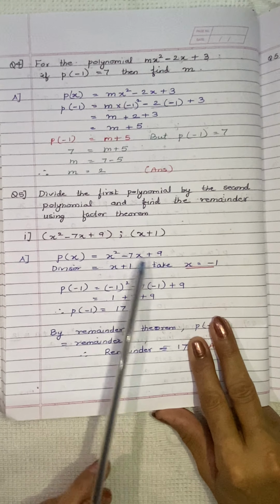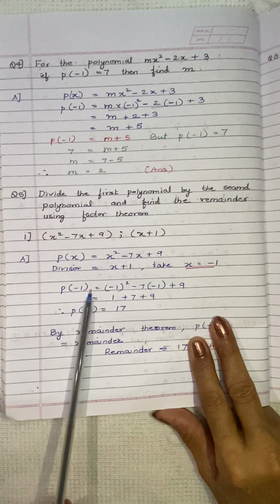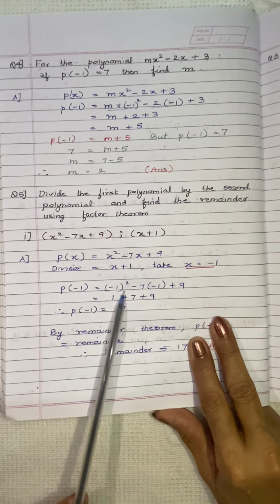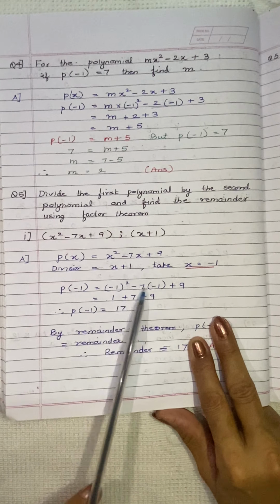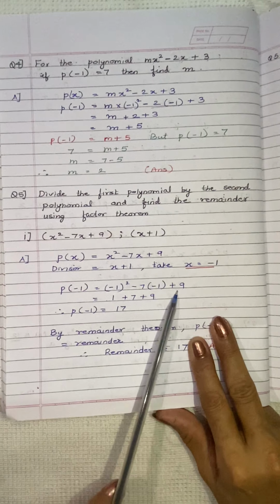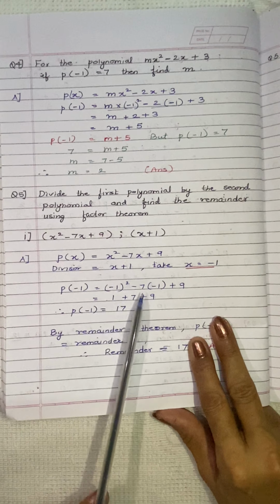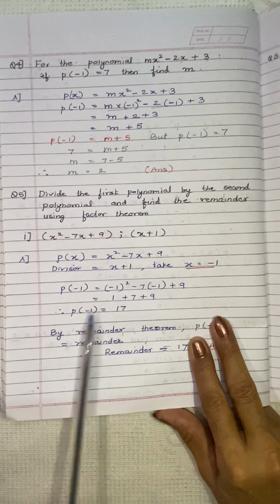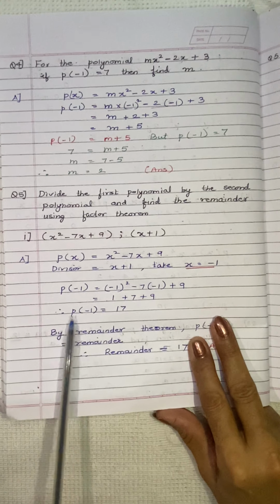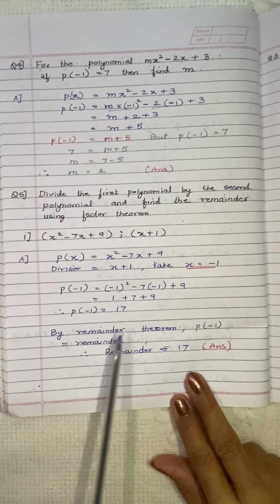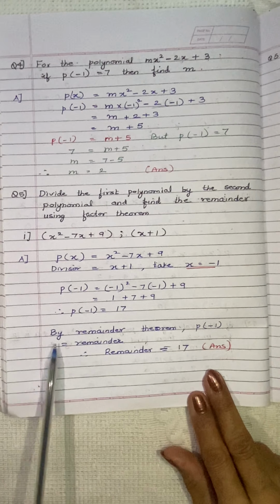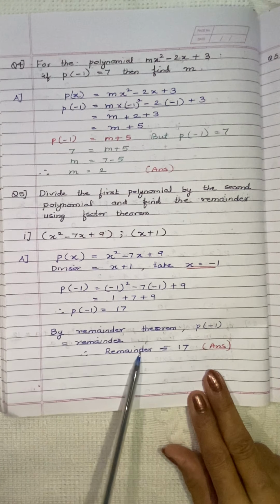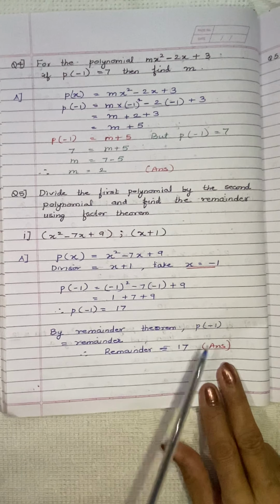Now put the values of x in the expression, p(-1). So this is p(x), and in this expression we will take p(-1). Minus 1 square minus 7 into minus 1 and plus 9. So minus 1 square is 1, minus into minus is plus 7, and plus 9. We will add up all these three terms. So p(-1) is 17. By the remainder theorem, p(-1) is equal to the remainder. Therefore, the remainder is equal to 17 is the answer.